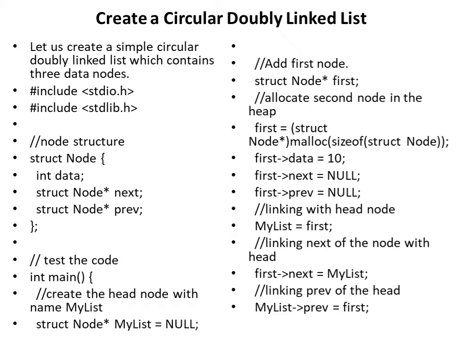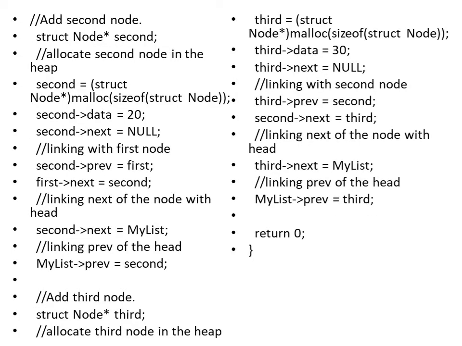Then I start linking to the head, that is, link with the head node, which is the first node. My list equals first. Linking next of the node to the head, that means first of next equals my list. Then I am linking the previous of the head to the first, that is my list of prev equals first. Next I am adding a second node.